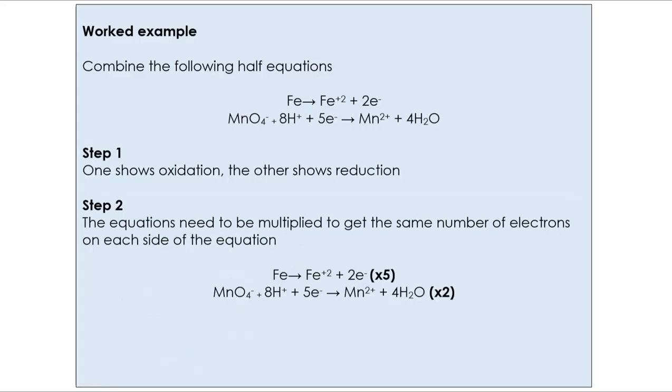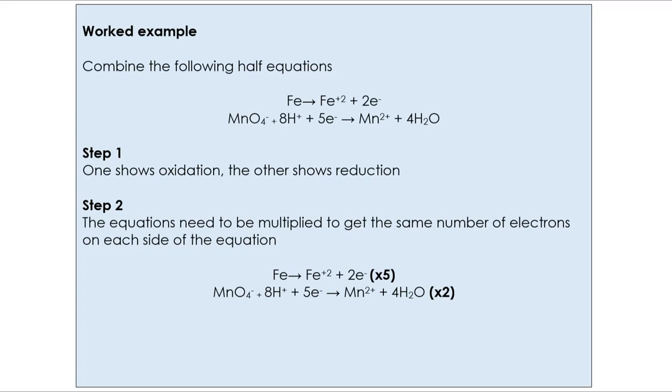So the worked example. I have got here iron being oxidized to iron 2, and I've got manganate 7 being reduced to Mn+2. First of all, I'm confirming that one of them shows oxidation and one of them shows reduction, because that's absolutely vital for the 2 half equations to be combined. Step 2, I need to make sure there's the same number of electrons in each one, because they've got to cancel out. They've got to be spectators.